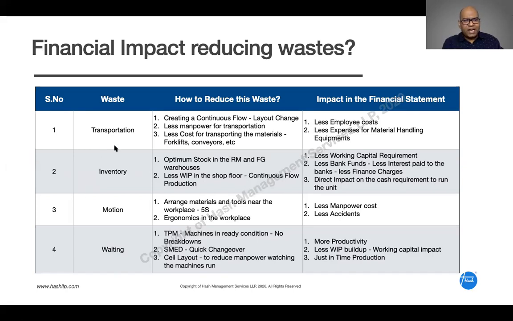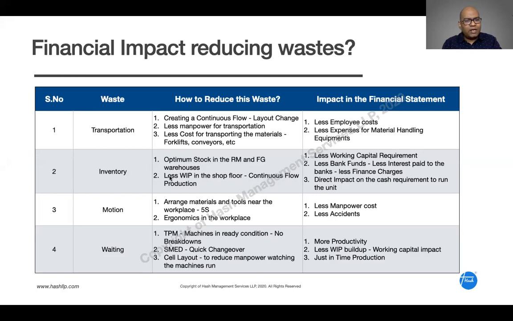So when I look at this transportation waste, how to reduce this waste? Creating a continuous flow, right? By doing a layout change and by enabling a product based flow, right? Which means I will have less manpower for transportation, less cost for transporting the materials. So I don't need any forklift, conveyor. I don't need material handling equipments that much, right? So the impact in the financial statement is less employee cost, less expenses for material handling equipments, right? Because I use less manpower for transportation. So the less employee cost.